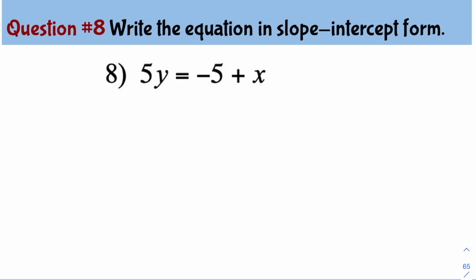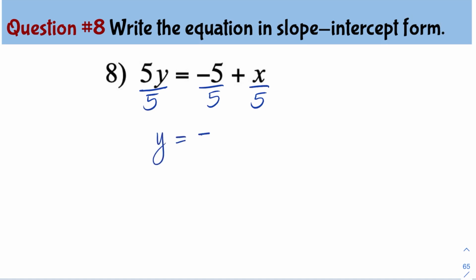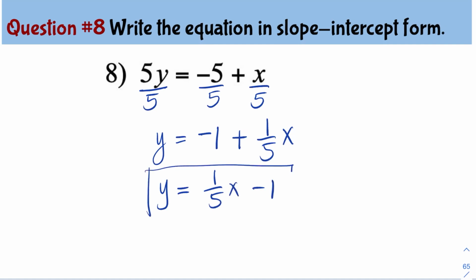Question number 8. 5y is equal to negative 5 plus x. So in this equation, y is already on the left side. So what we need to do next is simply divide each term by positive 5. So 5 divided by 5 is 1, so we have 1y. Negative 5 divided by 5 is negative 1. And this means x over 5 is the same thing as 1/5 x. Arranging this, we now have y is equal to 1/5 x minus 1. So in this problem, the slope is 1/5 and the y-intercept is negative 1.